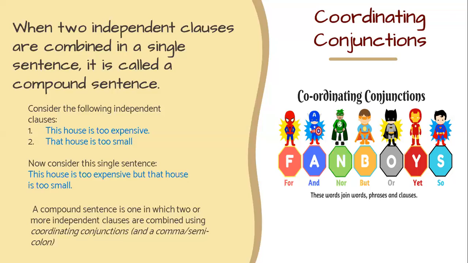F stands for "for", which is reasoning, and "and" stands for addition. N stands for "nor", when we give one piece of information but the other one is not the same. B stands for "but", when we talk about two opposing pieces of information or two opposing clauses. "Or" is used when we give choices. "Yet" is used when there is something that is happening in spite of the other thing, and "so" is again a reasoning conjunction.